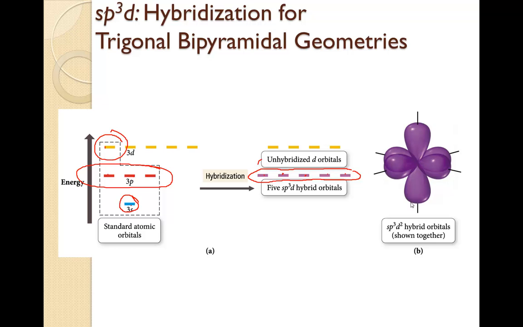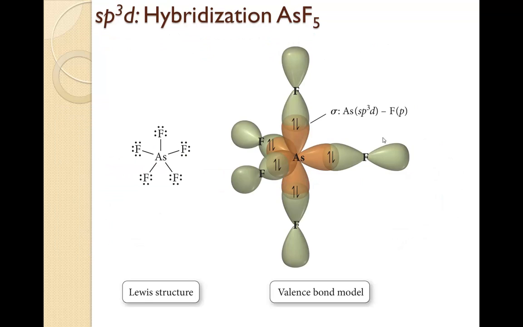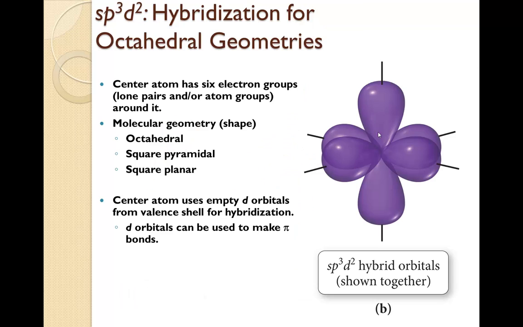We have the top and the bottom, and then we have 3 going in the triangle formation, which is giving us our trigonal bipyramidal shape. So here's an example. We have 5 things coming off of it. We have the top and the bottom, and then we have the 3 coming out from the overlap of those hybridized orbitals. Now finally, let's talk about the octahedral geometries.